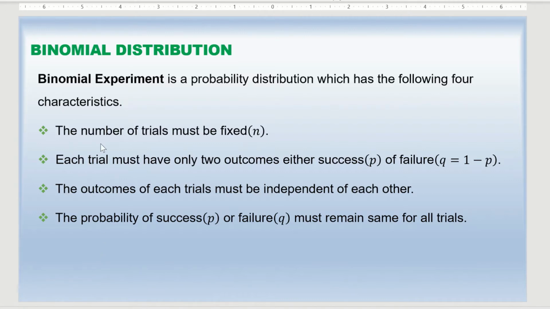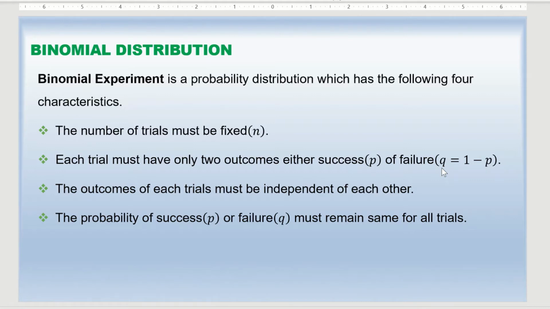The first one is the number of trials must be fixed. When you're performing the binomial experiment, the number of trials in the experiment must be fixed. It can be like 7 or 8 or 10 or 27, but it has to be fixed. So the value of n is always fixed. Now, after you perform the experiment, you'll have the outcomes. But in a binomial experiment, there are two outcomes: either the success, which we say is P, or the failure, which is 1 minus P, or simply written as Q. So each trial must have two outcomes.